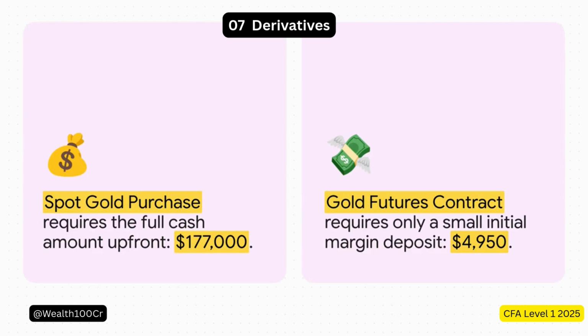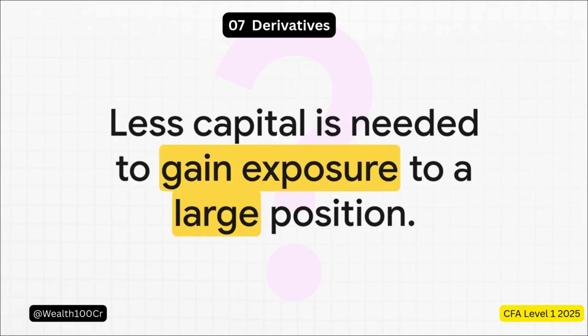Now look at this. This shows the operational advantage very clearly. Don't be scared of the big numbers. To buy this much gold from a jeweler, you need to pay the full $177,000. But if you use a gold futures contract, which is a type of derivative, you only need to give a small deposit. We call this margin. Here it is less than $5,000. So, are you understanding the magic here? With a very small amount of money, you can get control of a very big position. It's a very powerful thing.